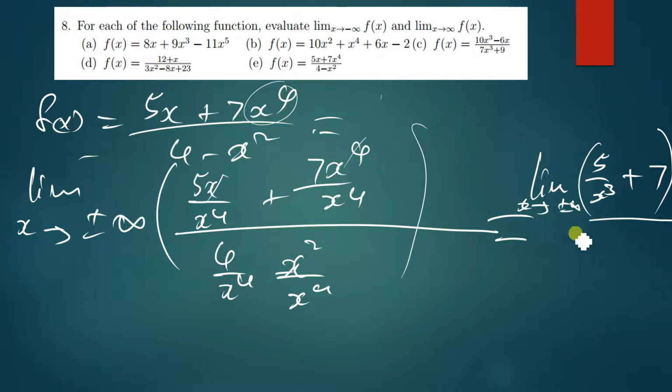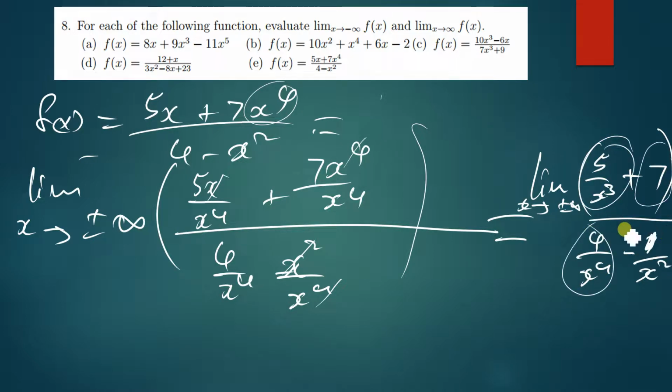Even down there you have 4 over x to the power 4 minus x squared, and 1 x squared will cancel, meaning you remain with 1 over x squared. So this part will give you a 0, this one a 7, so this one is undefined. Now if you have such a case, what do you do?